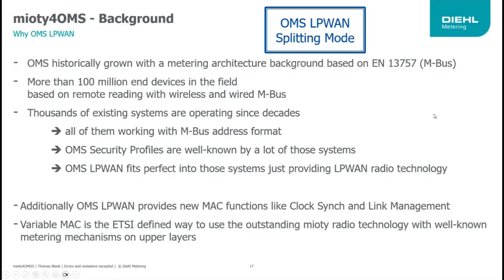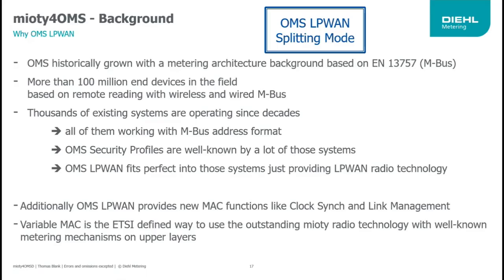So OMS LPWAN splitting mode. Why do we have it? I mean, OMS is historically grown, and it started 20 years ago with metering architecture backgrounds, as said, based on M-Bus and this 13757 family. And since those 25 years, there are more than 100 million end devices in the fields that are based on remote reading on wireless and wired M-Bus as well. So a lot of devices out in the field. And due to that, we have thousands of systems that are operating those meters since decades.